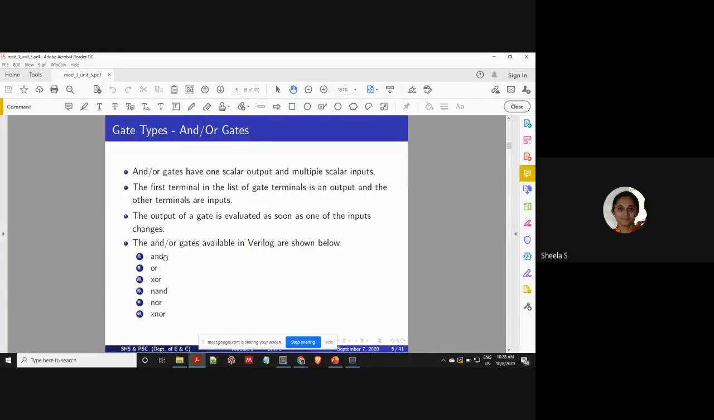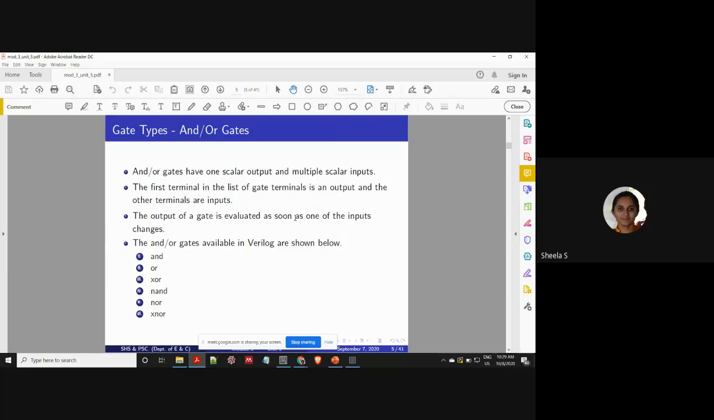So they are AND, OR, XOR, NAND, NOR, and XNOR. These are the primitive gates which are available. In all these gates, the common thing we have to consider is that the first terminal in the list will be considered as the output, and the other terminals will be treated as inputs.